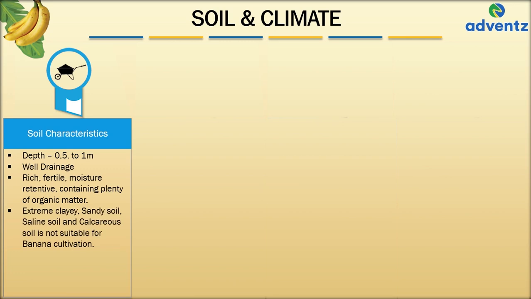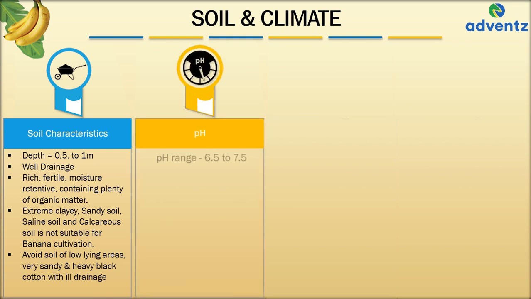Extreme clayey, sandy soil, saline soil, and calcareous soil is not suitable for banana cultivation. We also need to avoid soils of low-lying areas and soils which are very sandy and heavy black cotton with ill drainage. The next point of importance is the pH. The range of pH should be between 6.5 to 7.5.